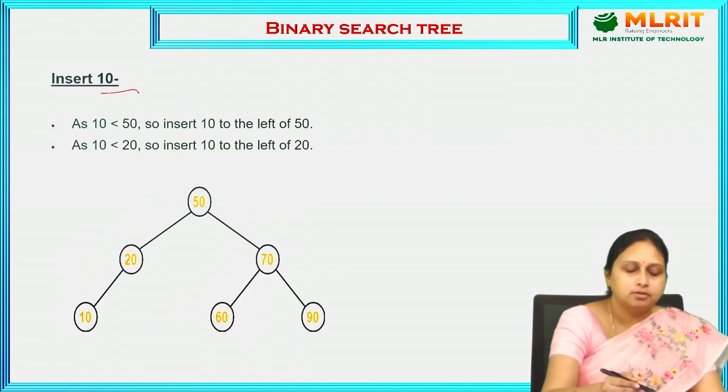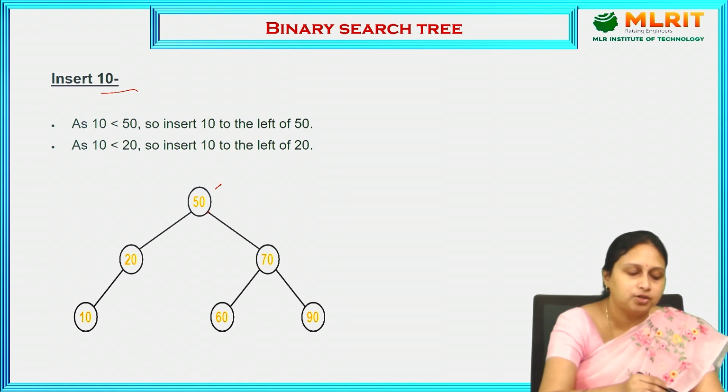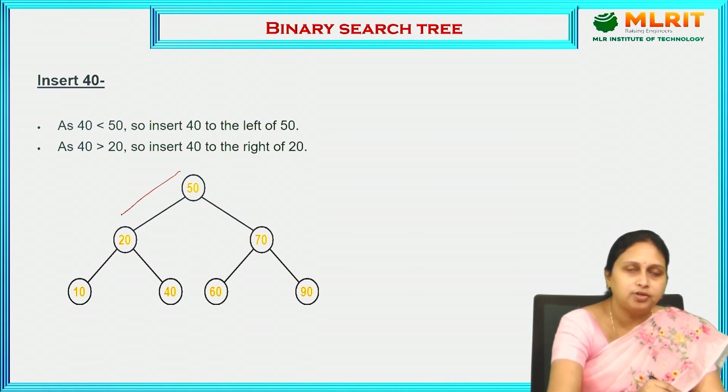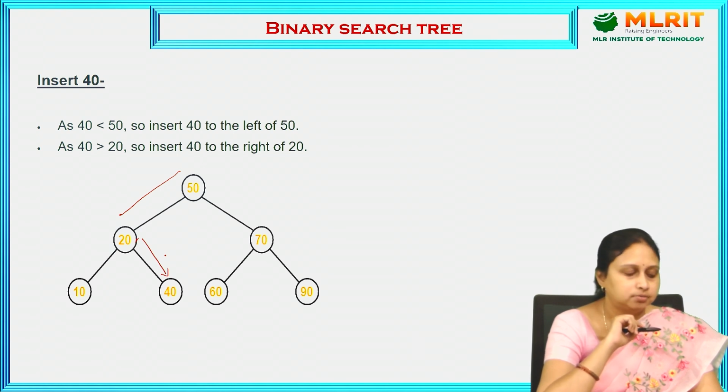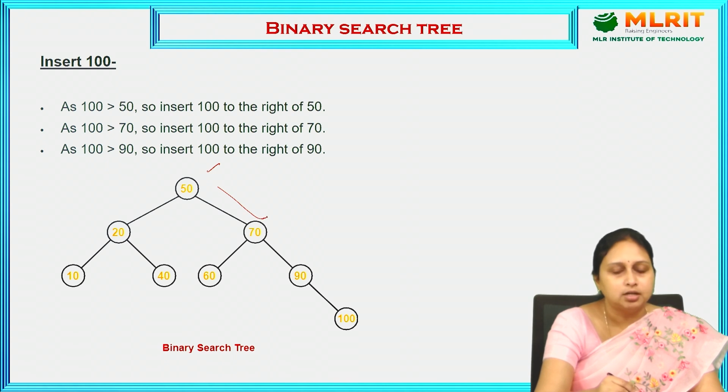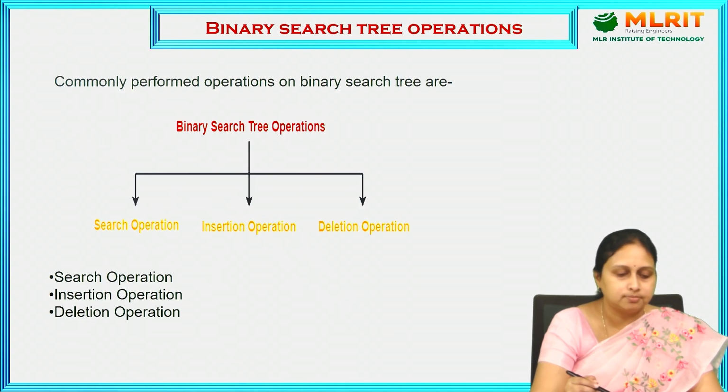Then insert 10. Compare with the root node first. 10 is less than 50, so go to the left side. 10 is less than 20, so go to the left part of it. Next, insert 40. 40 is less than 50, go to the left. 40 is greater than 20, so we insert it on the right of it. Insert 100. 100 is greater than 50, go to the right of it. 100 is greater than 70, go to the right of it. 100 is greater than 90, go to the right of it and insert the element there. In this way, we construct a binary search tree based on the given elements.